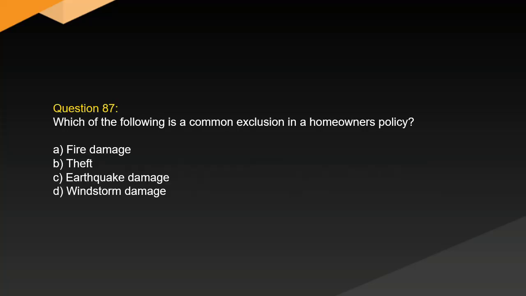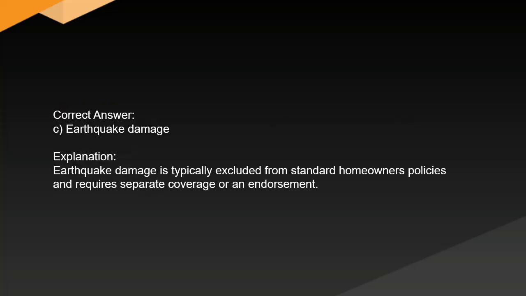Question 87. Which of the following is a common exclusion in a homeowner's policy? A. Fire damage. B. Theft. C. Earthquake damage. D. Windstorm damage. Correct answer: C. Earthquake damage. Explanation: Earthquake damage is typically excluded from standard homeowners policies and requires separate coverage or an endorsement.